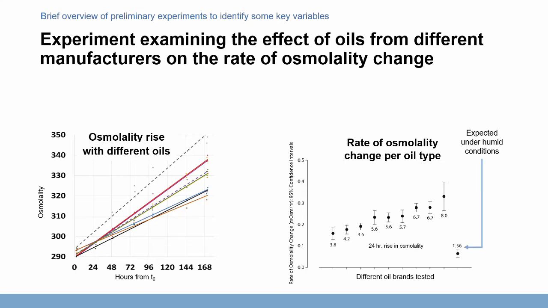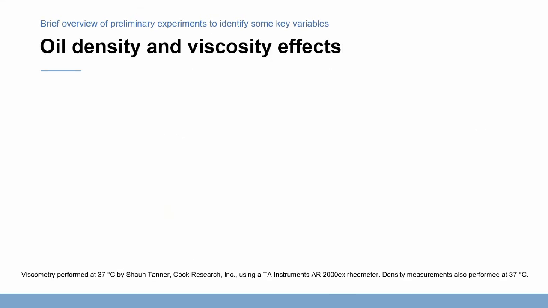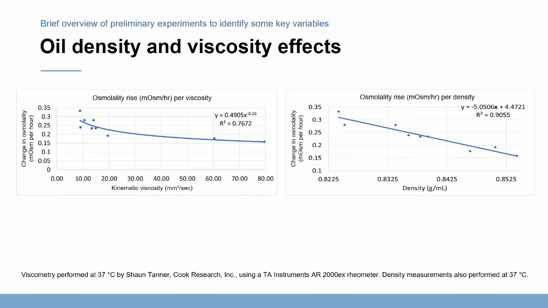So with the help of one of my colleagues at Cook Research up in West Lafayette, we took these oils and measured the density and the viscosity of these oils. The data for those are shown here. What these show is that there's quite a broad range of viscosities and densities for these different oils. There is a relationship between these parameters, the viscosity and this change in osmolality from what I just showed you. I figured I'd better choose one or the other of these because they're fairly tightly correlated.